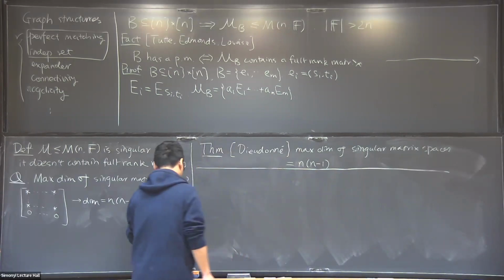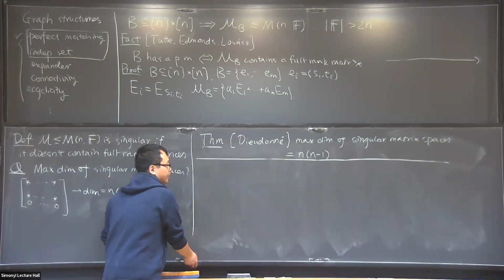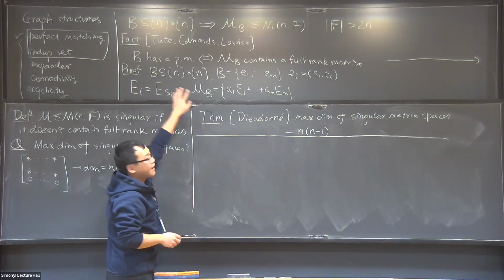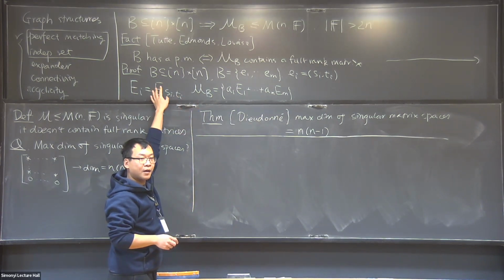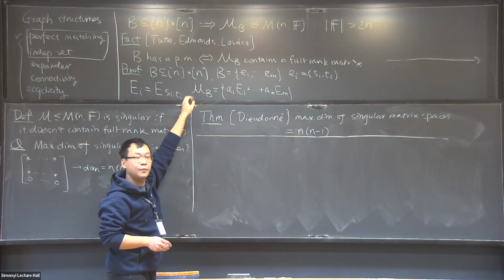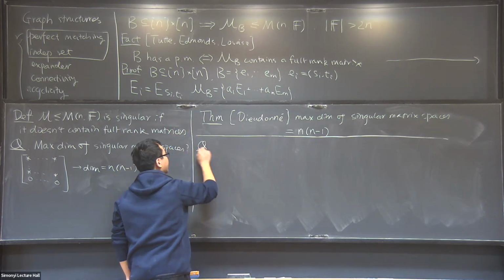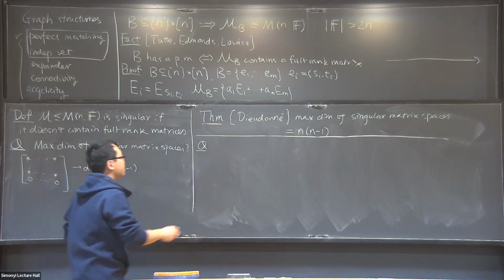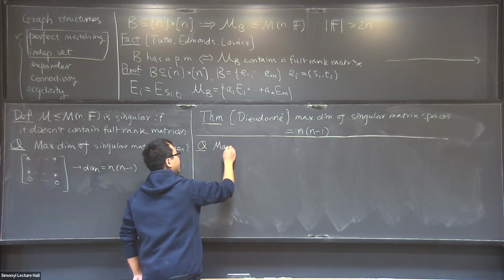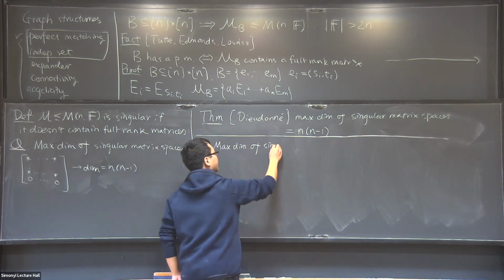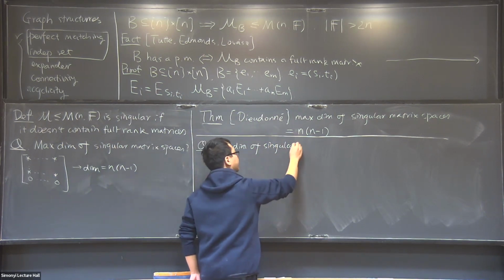Then we could ask the following. Remember, we have this connection, like B and MB. From a bipartite graph B, we have this matrix space MB. Now we can ask a generalized question here, that is, the max dimension of singular matrix spaces.